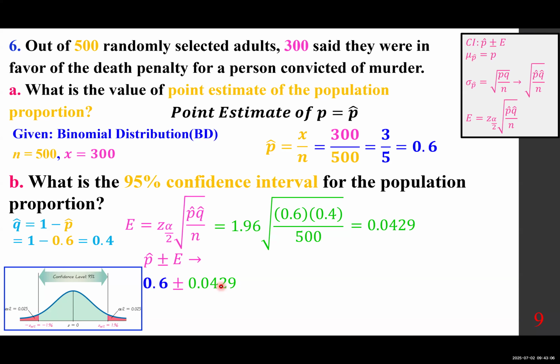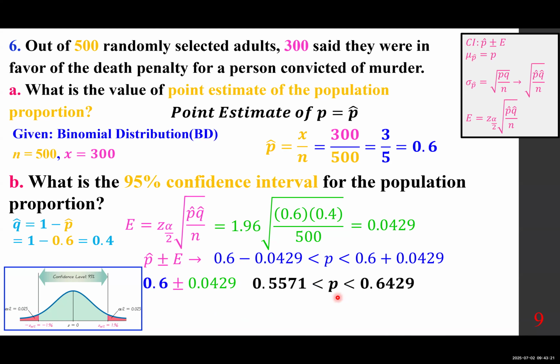Fine. But normally, we want the P to be between two numbers. That means P is between 0.6 minus this number and 0.6 plus this number. And you come up with P being between these two numbers, 0.5571 and 0.6429.